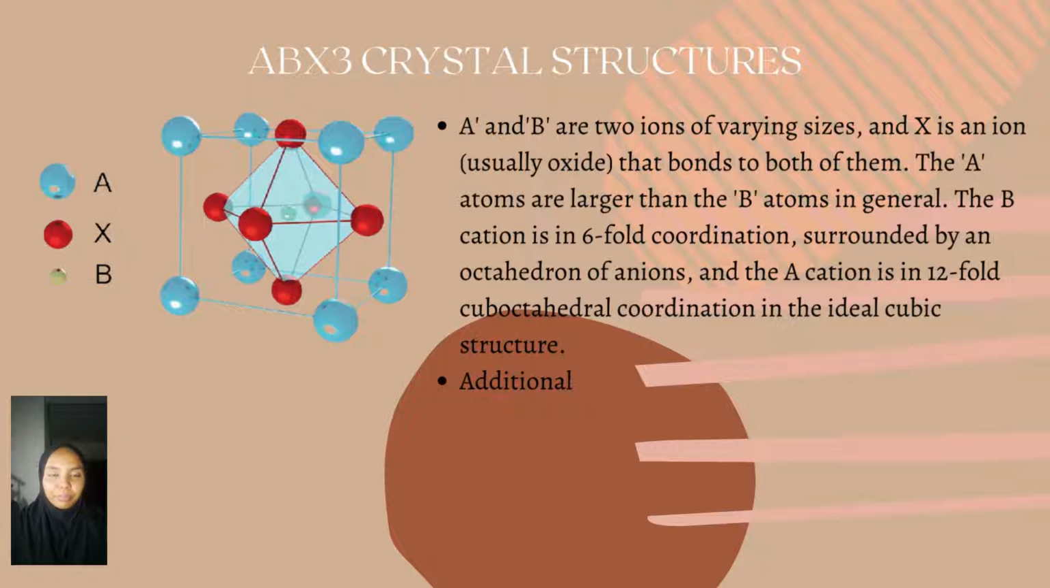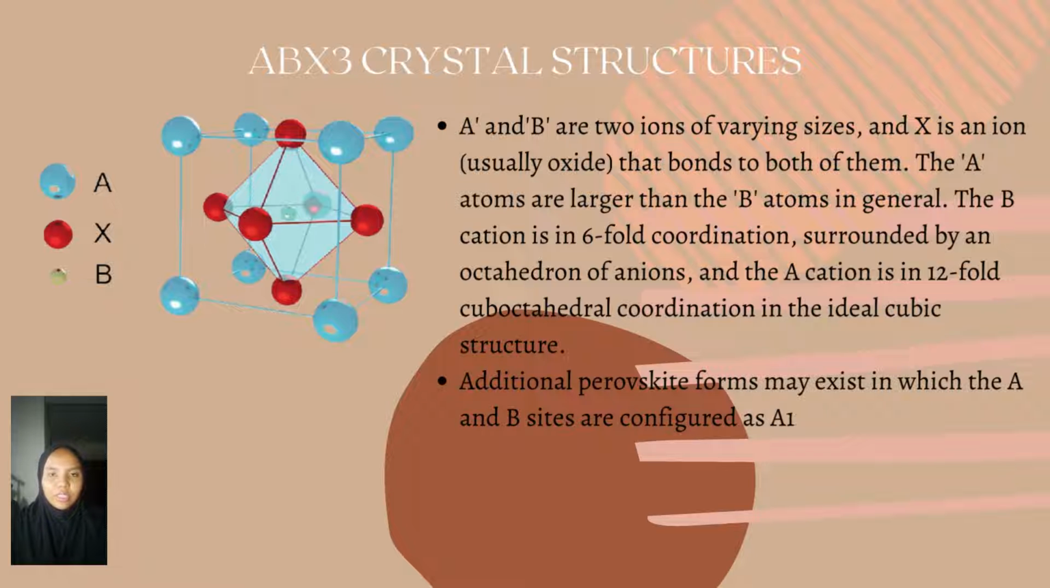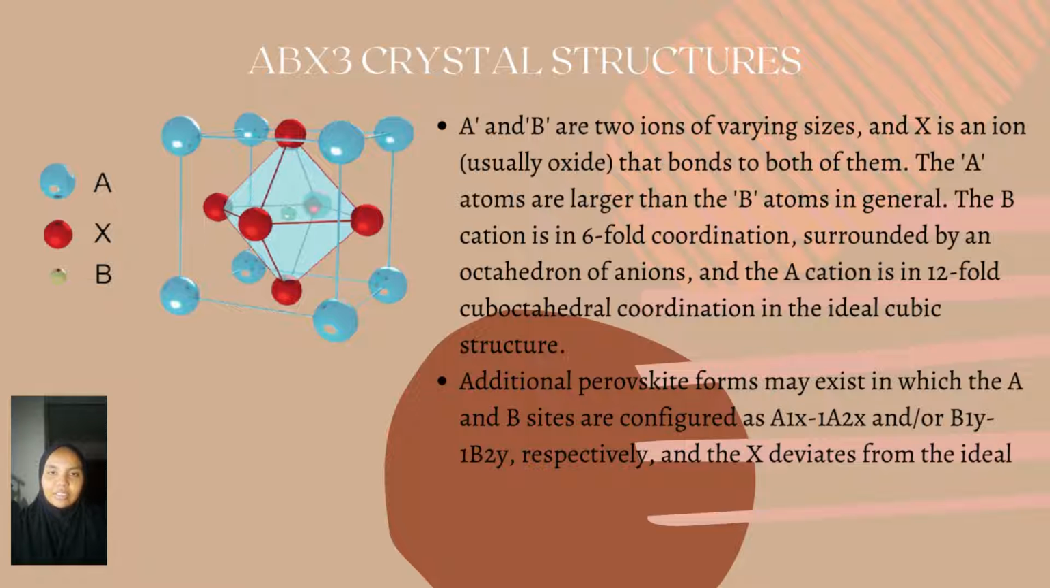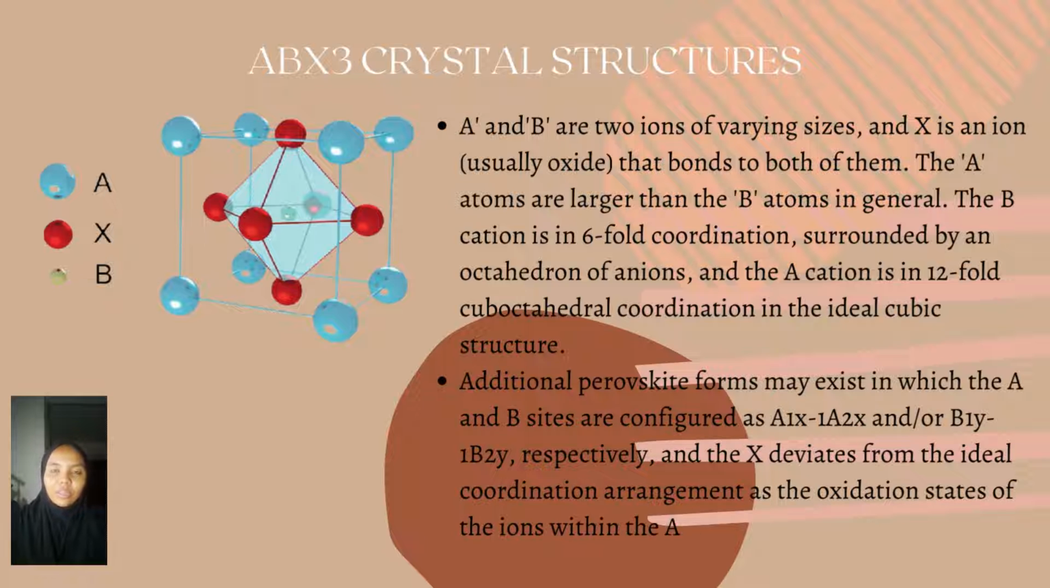Additional perovskite forms may exist in which the A and B sites are configured as A1(1-x)A2x and B1(1-y)B2y respectively, and the X deviates from the ideal coordination arrangement as the oxidation states of the ions within the A and B sites are varying.